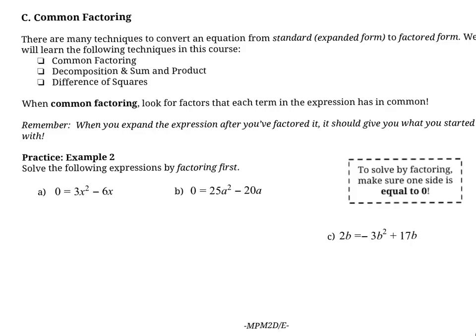So we're going to do the same thing that we did with 24, but we're going to do it with an expression. We're going to look for something that evenly divides into the expression and all terms of the expression. So just an important reminder is when you expand the expression after we factor it, it should give us what we started with. So we always have a check. At the end, we can always check. Expand it, see if we get back what we started with.